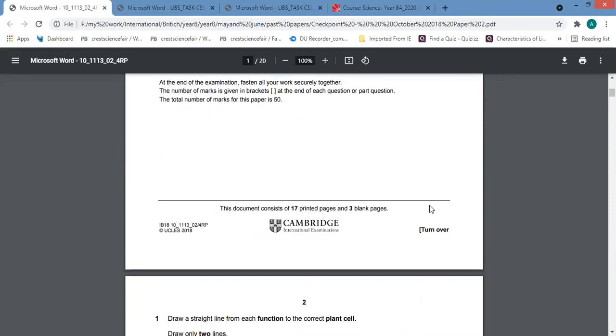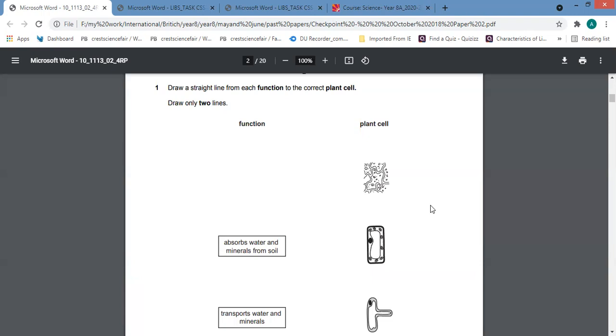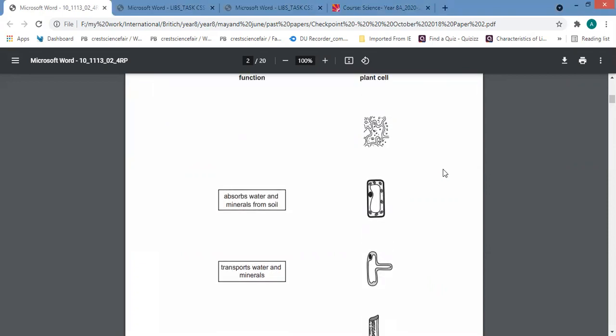October 2018, paper 2. First question, draw a straight line from each function to the correct plant cell. Draw only 2 lines. You must pay attention and read the question well. Just 2 lines. We have 2 boxes, absorbs water and minerals from soil. Second one, transports water and minerals. And we have 4 figures.